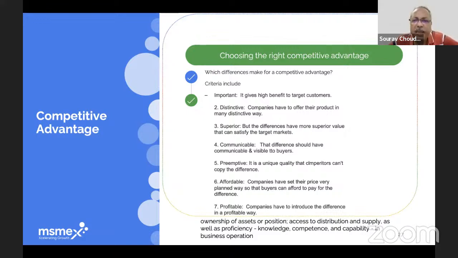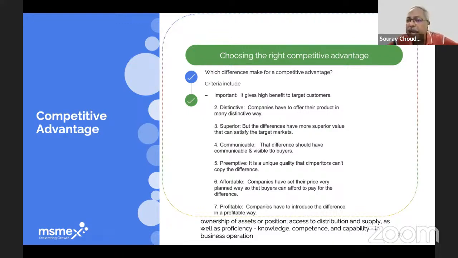Packaging can be a difference, quality can be a difference, technology can be, whatever. Even distribution can be, how you reach the customer. Superior, but the difference must have more superior values that can satisfy the target market. Like I said, 20 years compressor warranty and 10 years compressor warranty. Obviously, 20 years is superior, so Samsung is better for me.